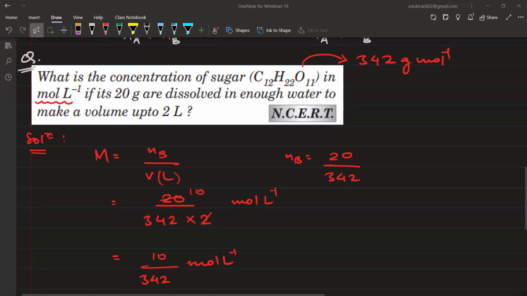Okay, Harsha. Harsha has got the answer. Waiting for others. Harsha, your answer is correct. Very good. Okay. Martin and Siddika are not getting the answer. Please write 0.029 moles per liter.